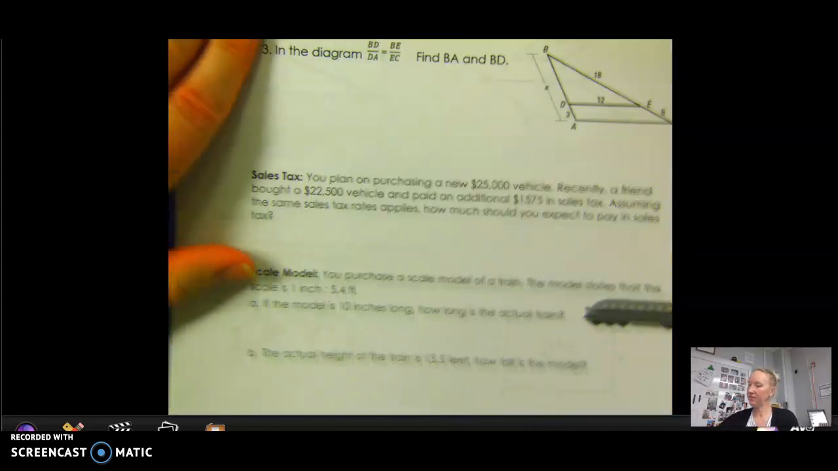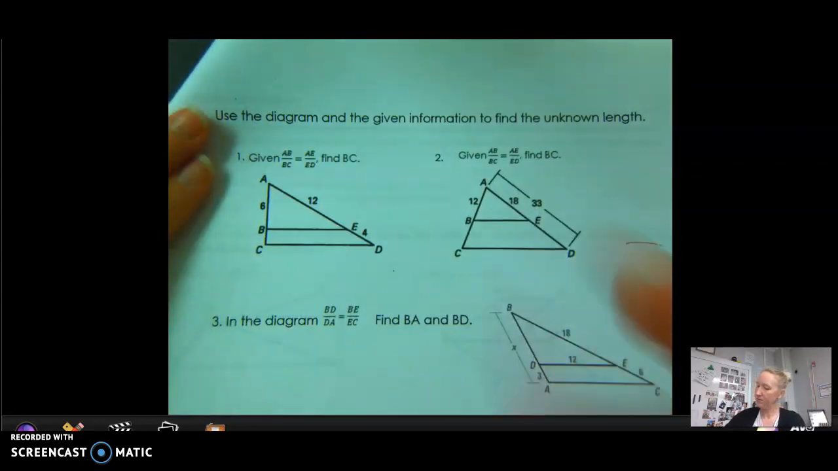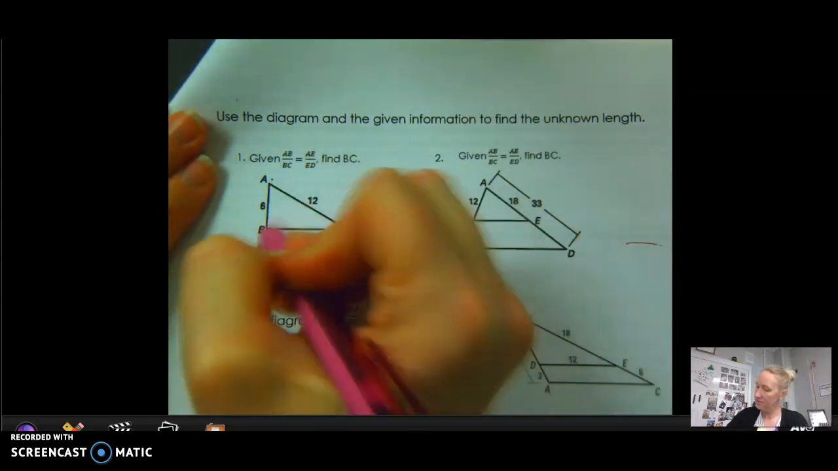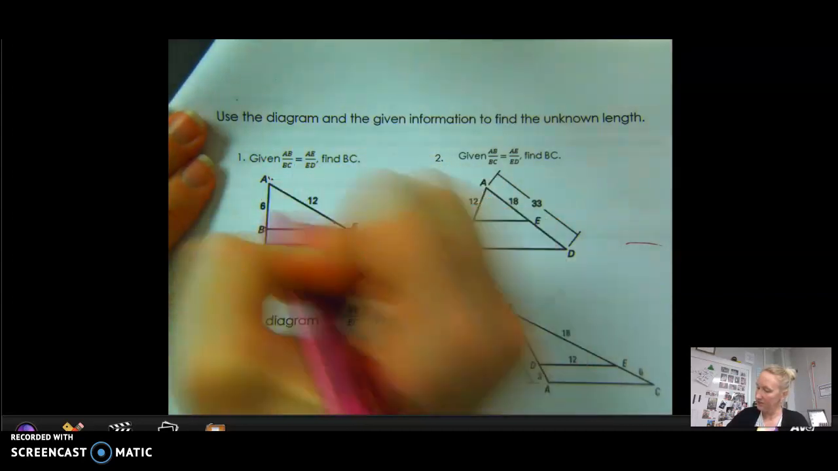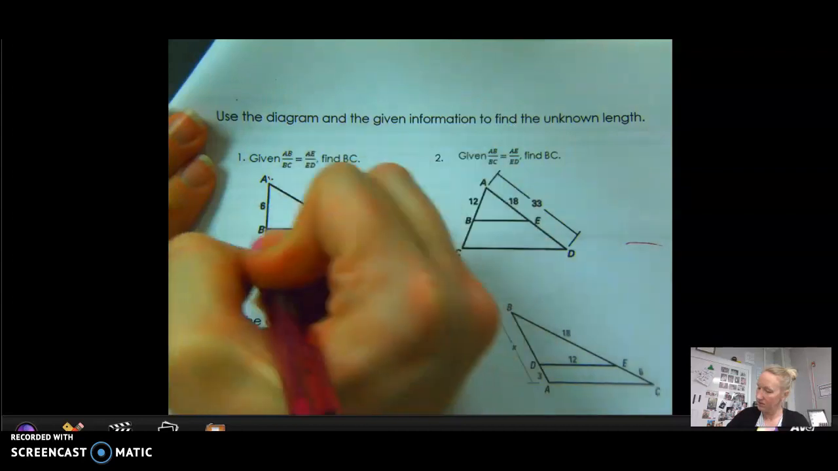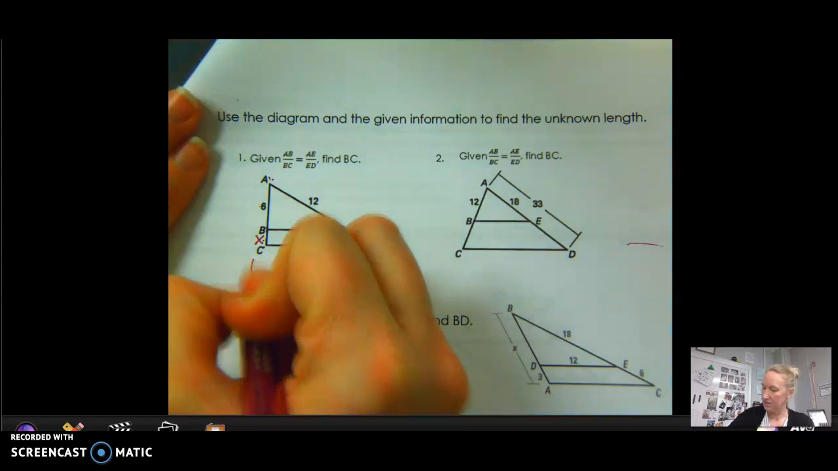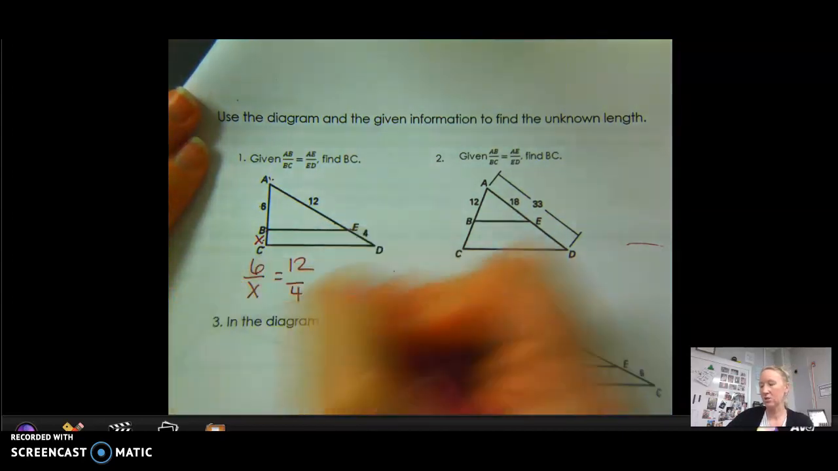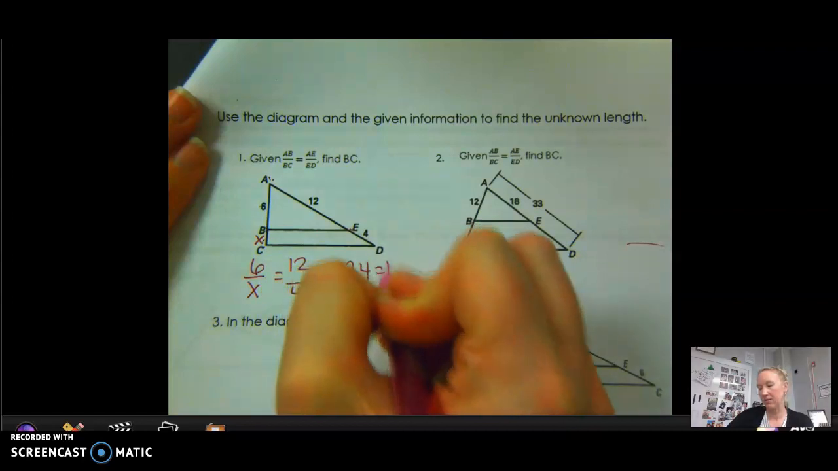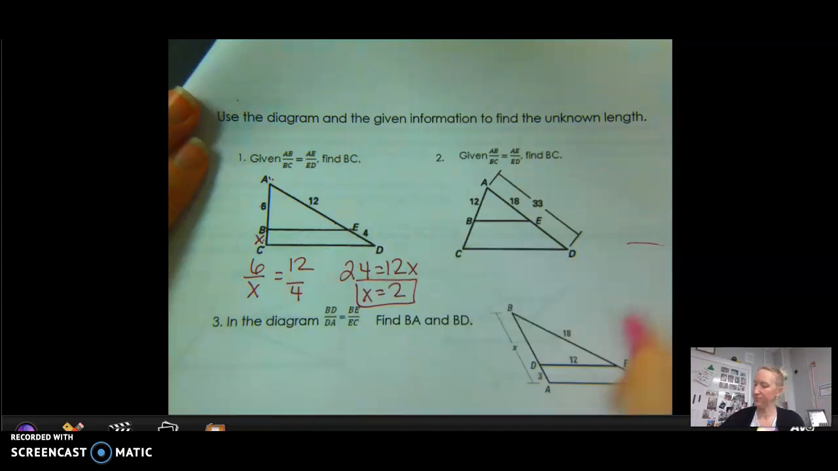Use the diagram and the given information to find the unknown length. So AB over BC equals AE over ED. So this over this equals this over this. Find BC, we're going to label that with an x. So we just plug in the numbers. 6/x equals 12/4. Cross multiply, we get 24 equals 12x. Divide by 12, divide by 12, x equals 2.